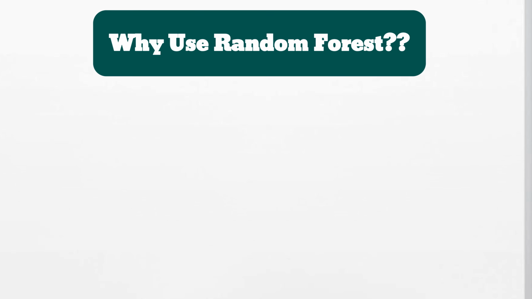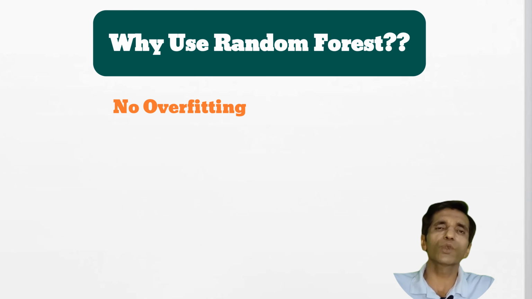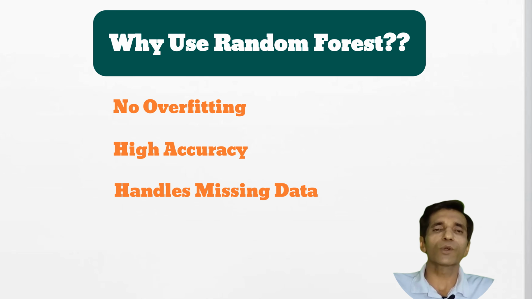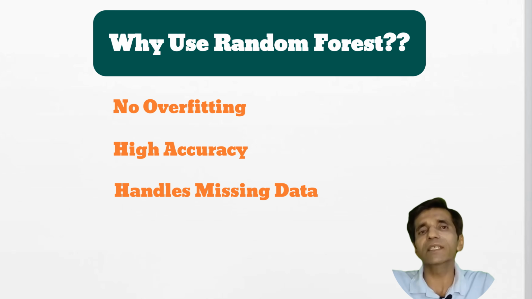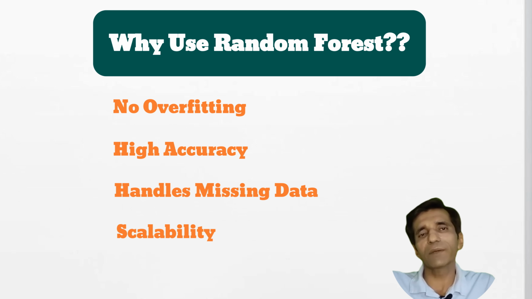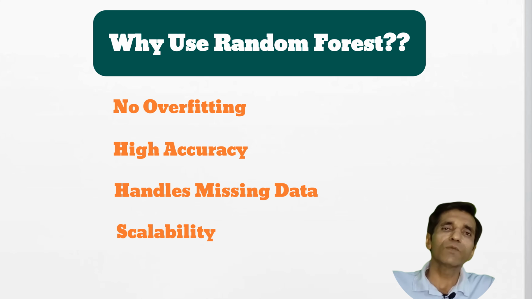Why use Random Forest? Why use Random Forest over other algorithms? Here are some key advantages. No overfitting. By using multiple trees, Random Forest reduces the risk of overfitting. High accuracy. It produces highly accurate predictions, especially with large datasets. Handles missing data. It can maintain accuracy even when a large proportion of the data is missing. Scalability. It runs efficiently on large databases, making it ideal for big data applications.